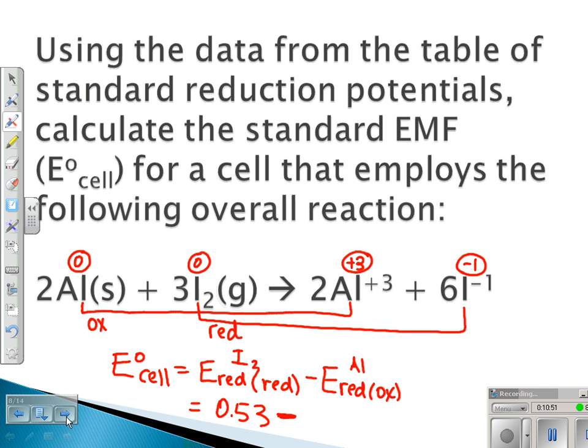So aluminum is negative 1.66. And then we simply subtract, and we end up with our value of 2.19 volts. So if you're given an equation, figure out which one's being oxidized and reduced. Do the reduced minus the oxidized, or in other words, the cathode minus the anode. Look up the values off the table, and then subtract them. And the unit will always be volts. So that's one type of problem that we will see.